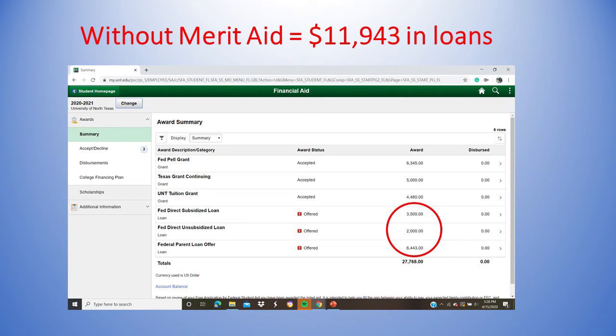So they would need to take out almost $12,000 in loans to reach their cost of attendance, which is a huge difference, actually the $6,000 difference that the other student got in merit aid, which times 4 years would be $24,000 in merit aid, which is a big difference just based on grades and SAT scores, which is how that other student got that merit aid.